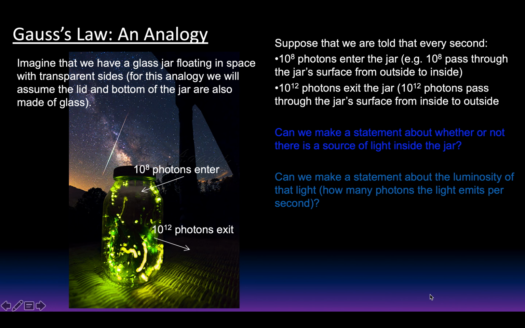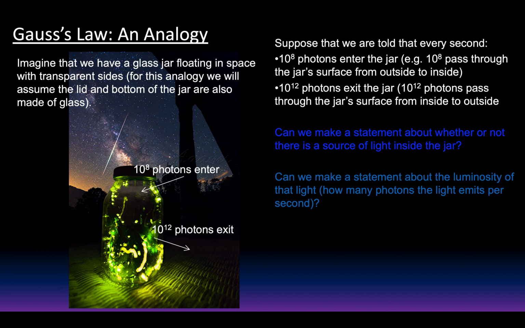Again, we can make a statement about how bright the light is. We can take the difference between the number of photons that are exiting every second and the number of photons that are entering every second, and the difference between these two numbers will be the excess photons that are created each second inside the jar and then stream away from the light.